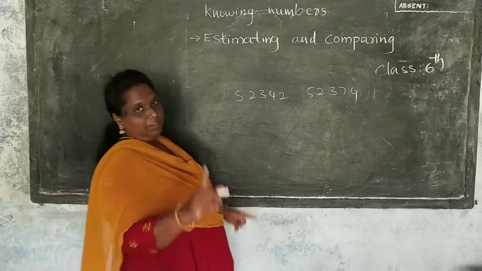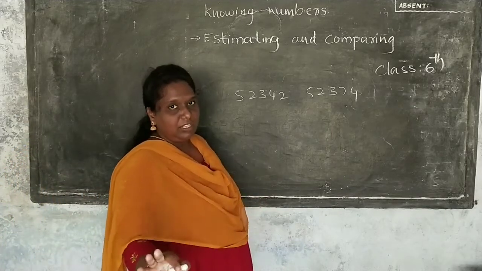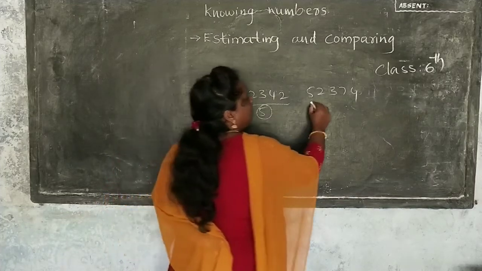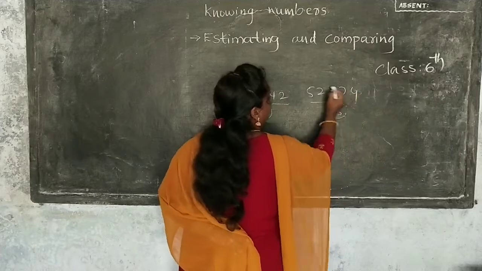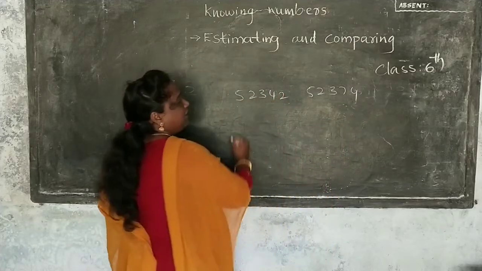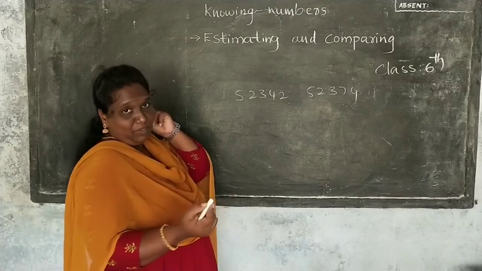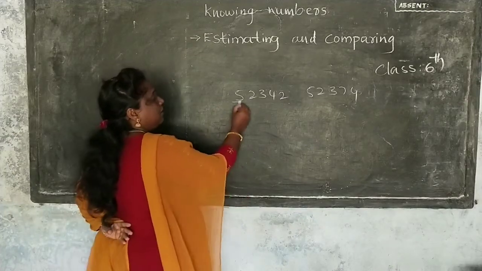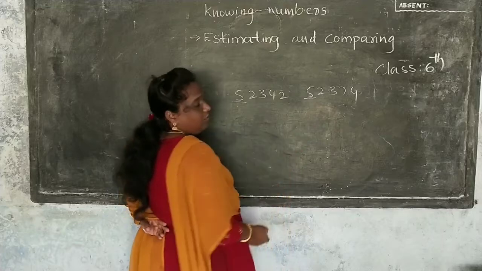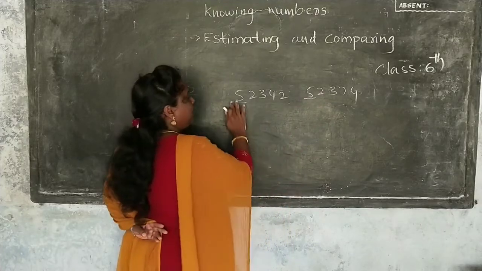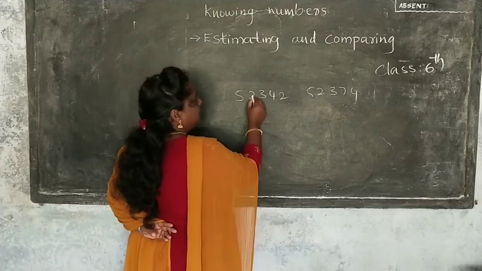So first of all, first step is we have to count the number of digits. Here we have 5 digits. Here also 5 digits. Means these two numbers are in the 10,000s. So comparing, we will start from the right side. Here 5 and here also 5. So 5 equal. So then we will go for the next number comparison.